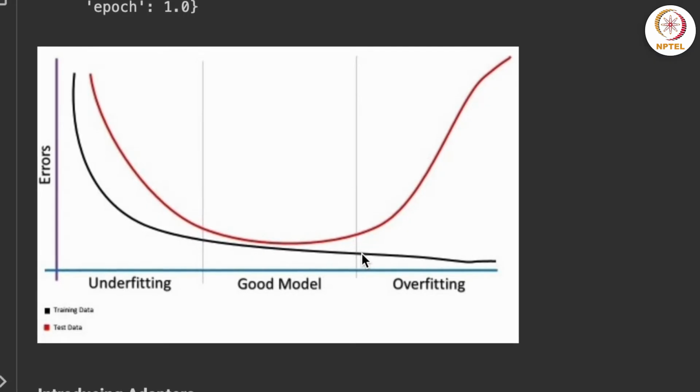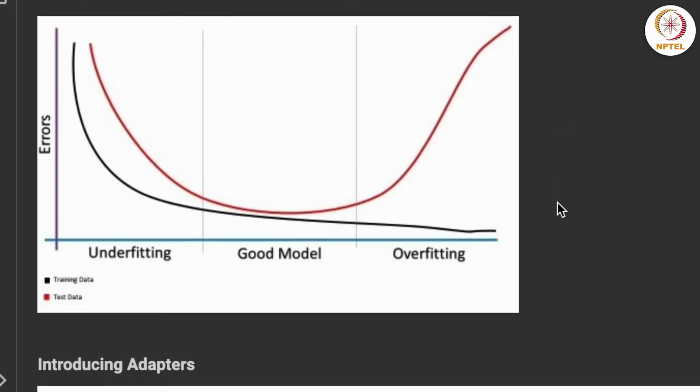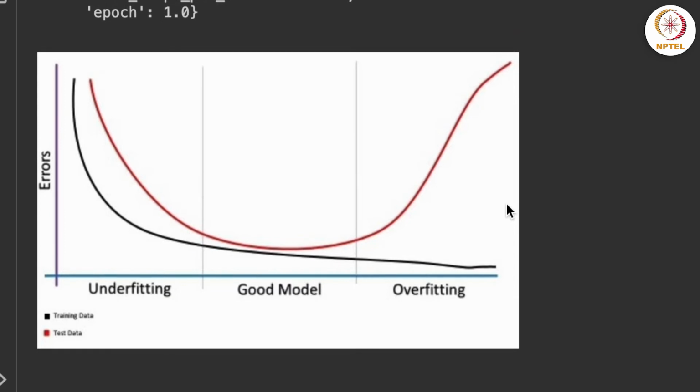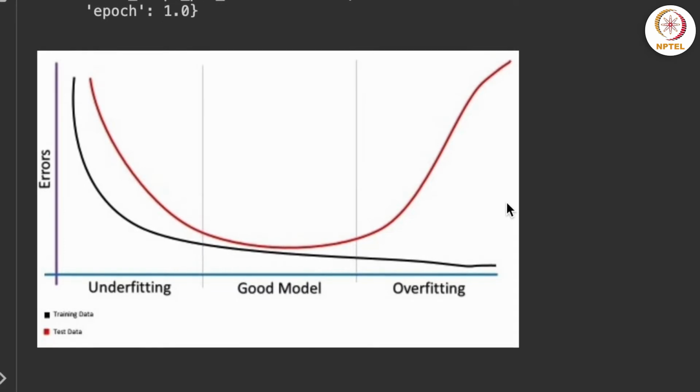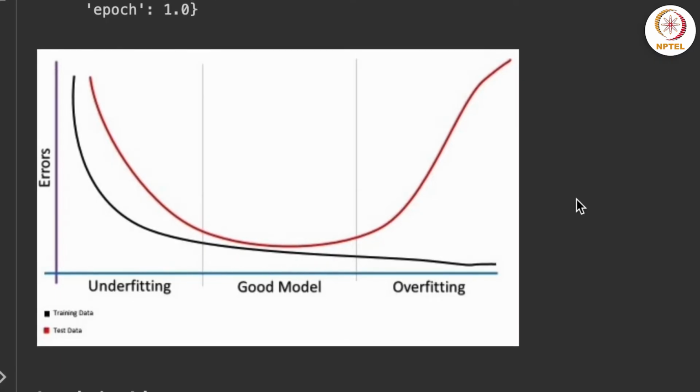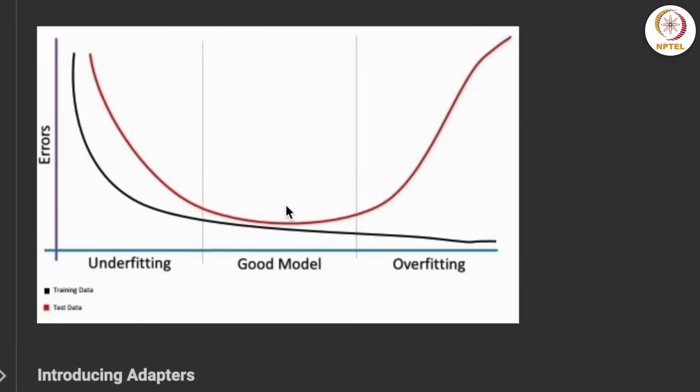Whereas after certain epochs, if the train loss comes down but test loss increases, then we call it overfitting. When we say overfitting, it means there is variance, the model is not able to handle variance, and it is not able to generalize well for the given input data. So ideally we target the good model here.